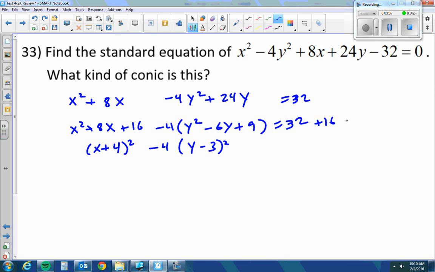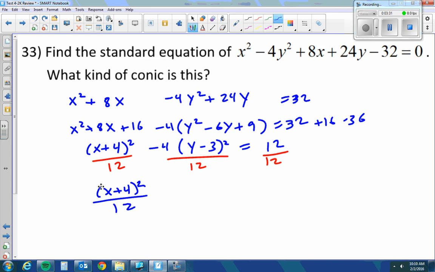What goes here? And what was that, 48? So 12. And then, of course, you need to divide by 12. And you've got it. (x + 4) squared over 12 minus (y - 3) squared over 3 equals 1, which is what kind of hyperbola?